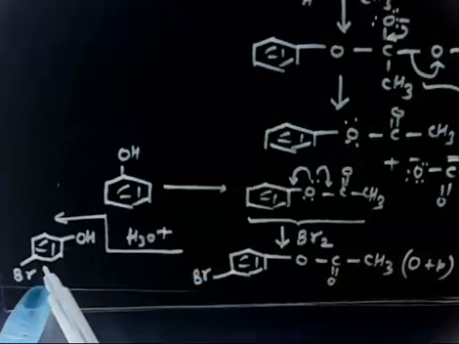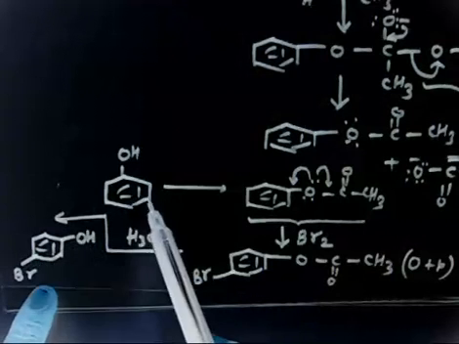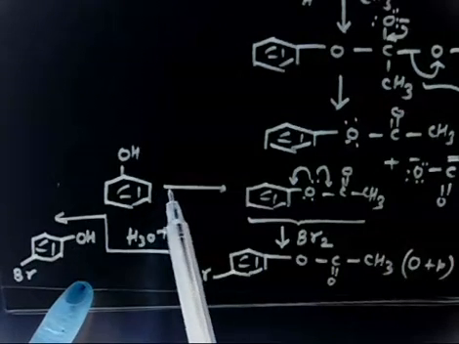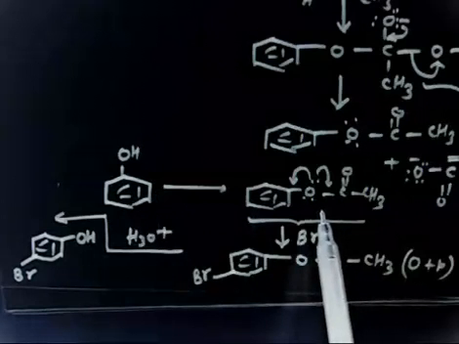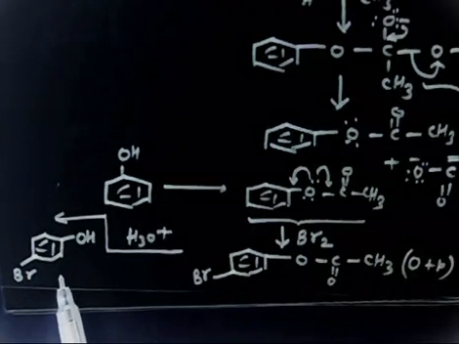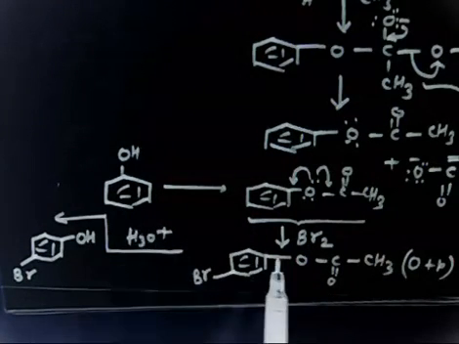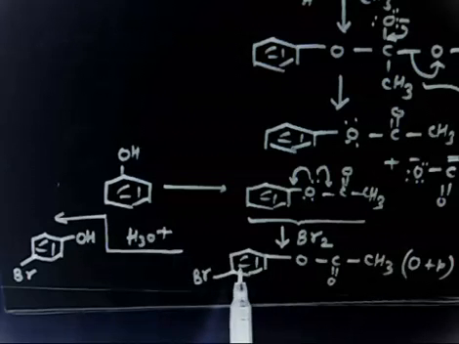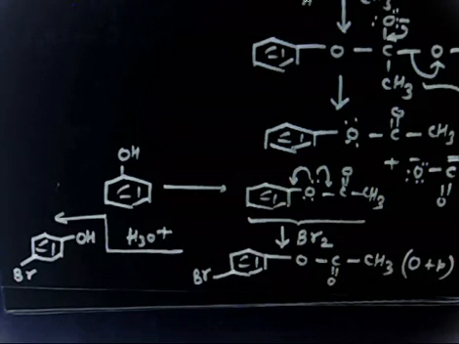If you take bromine, you will have a tribromination derivative. But if you take an indirect path, you first convert into this. If you treat with acetic anhydride, you will have this, and then you do bromination. You will have only monobromination, and then you do hydrolysis. You will have the final product. Are you getting? So let us copy fast, and then we'll discuss.